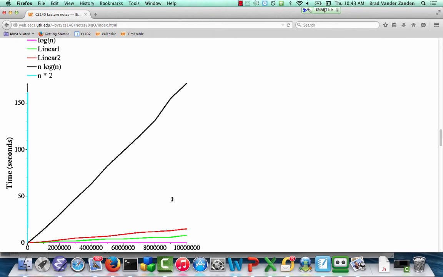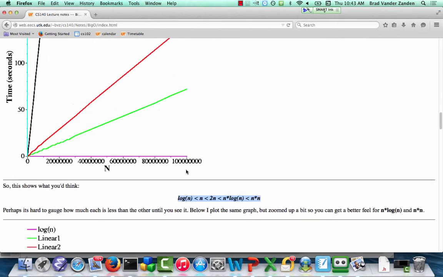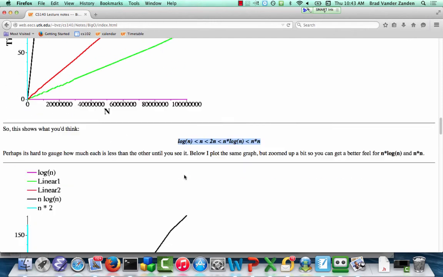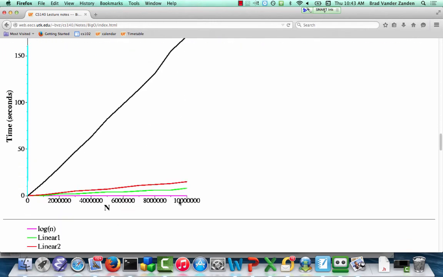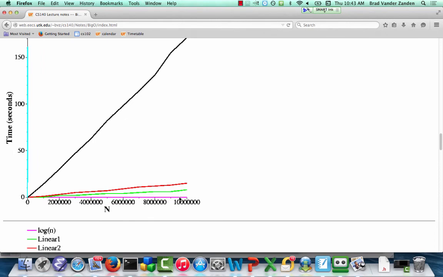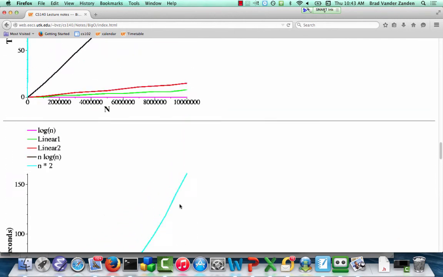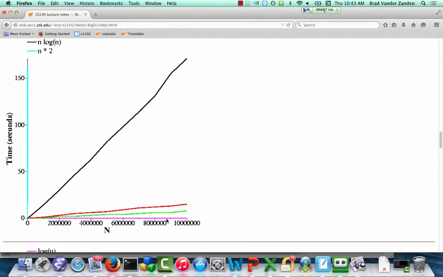Okay? And this, I believe, is just 10 million, and I think this may have been 100 million. Am I right about that? Yep, this was 100 million. He's blown it up here, believe it or not. This is 10 million. Okay, but the log n is still hugging the line.